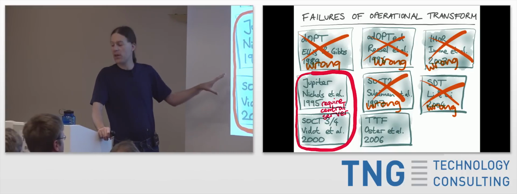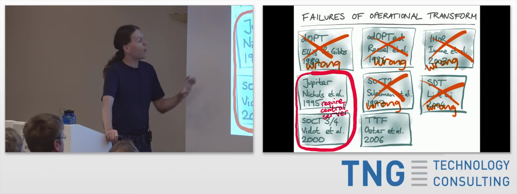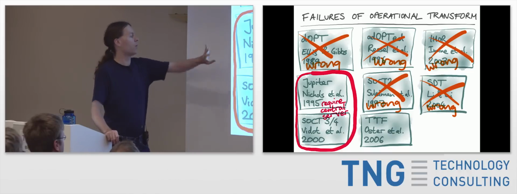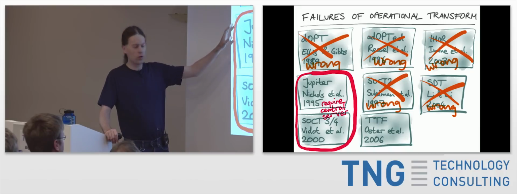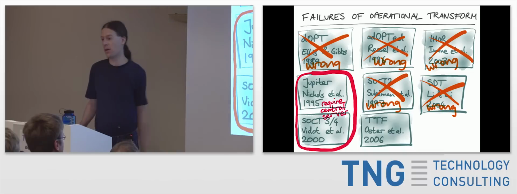A few of these algorithms turned out to be correct, actually, surprisingly. For example, one of these algorithms that turned out to be correct is called Jupiter. It was published in 1995, and this is the one that Google Docs is actually based on now.